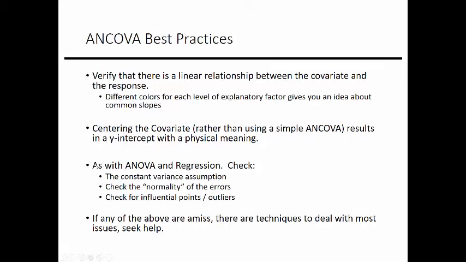As with ANOVA and regression, you need to check your assumptions. Again, it's a constant variance assumption. We still have the normality of errors assumption, and we also have influential points and outliers. We need to look at those, and we need to do, like we did here, a sensitivity analysis. How big of an impact do those influential points and outliers actually have? And if none, you kind of present both, saying, hey, we did a sensitivity analysis, all conclusions remain the same, that kind of thing.